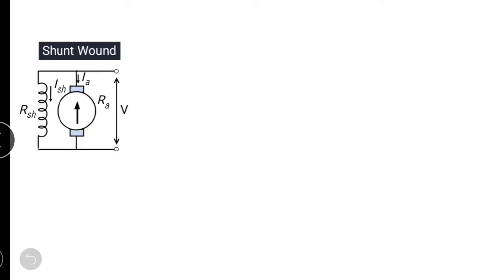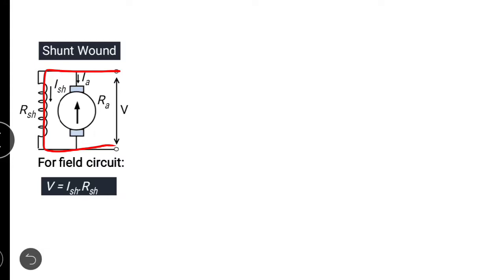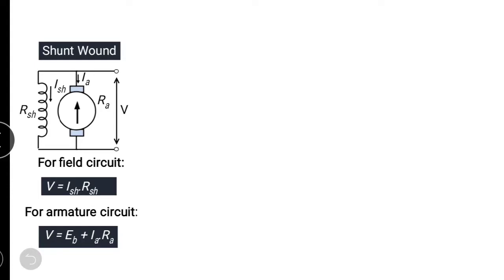First is the shunt wound motor. We have studied in previous lectures that the shunt wound case and the separately excited case are nearly the same. So here we talk about the shunt wound motor. This is the construction and basic structure of the shunt wound motor. For the field circuit, the voltage equation, that means we are talking about this circuit, when we apply KVL, is V equals ISH into RSH, where ISH is the current passing through the field resistance and RSH is the resistance of the field circuit. And for the armature circuit, that means this particular circuit, the voltage equation is V equals EB plus IA into RA.